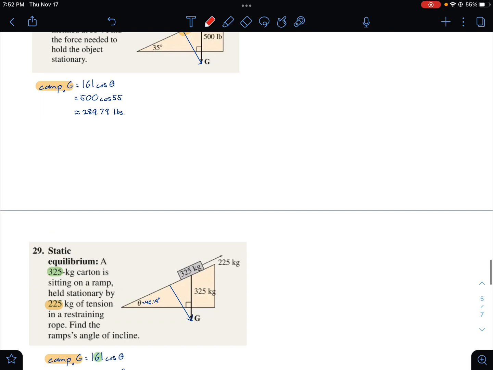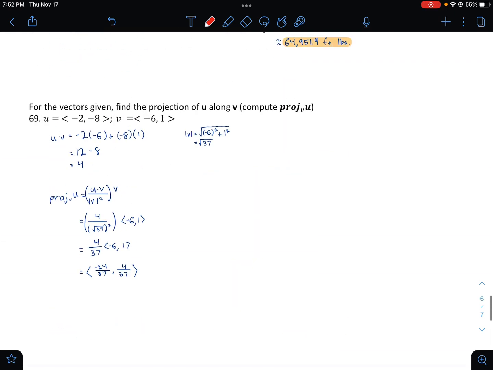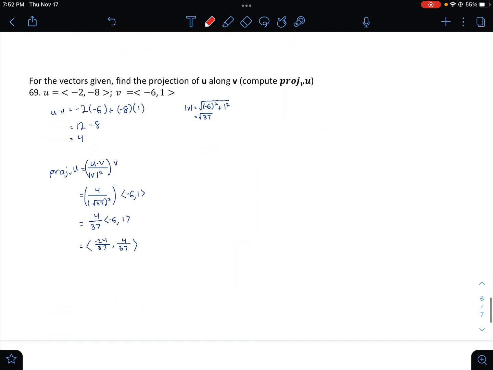Now, for my example, for my question that I did, that I'll have to use for my example in question 69, it says, for the vectors given, find projection U along V, aka this right here. So like I said, first step is to find u times v, which is this right here.